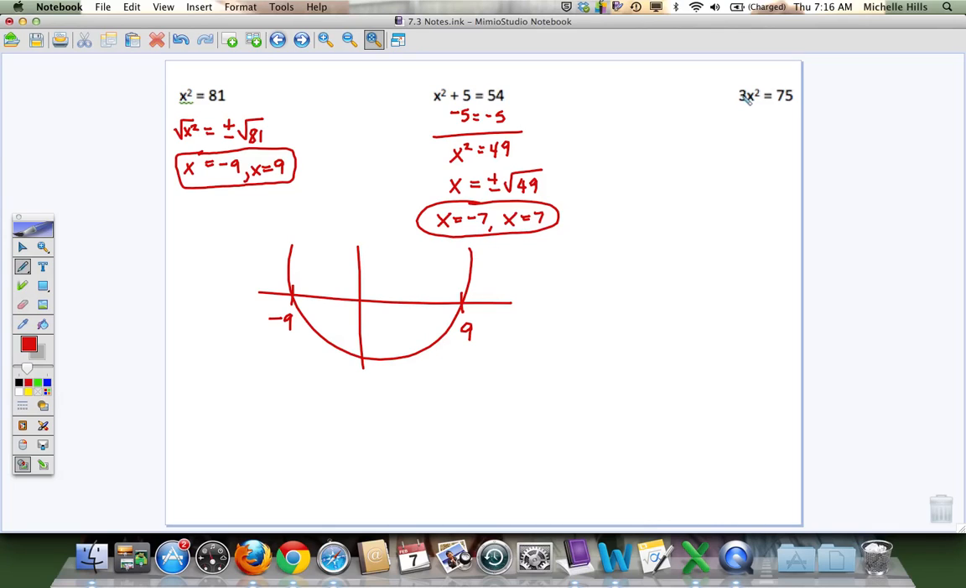Again, I'm not going to square root this side yet because the x squared isn't by itself. It's connected to this 3 with multiplication. So the first thing I'm going to do is to divide both sides by 3 to get x squared equals 25. Square root the left to get x, and I need to find both the positive and negative square roots of 25 for my two answers. So x equals negative 5 is one of my solutions, and x equals positive 5 is my other solution. They are not always negative 9, positive 9, negative 7, positive 7, etc.